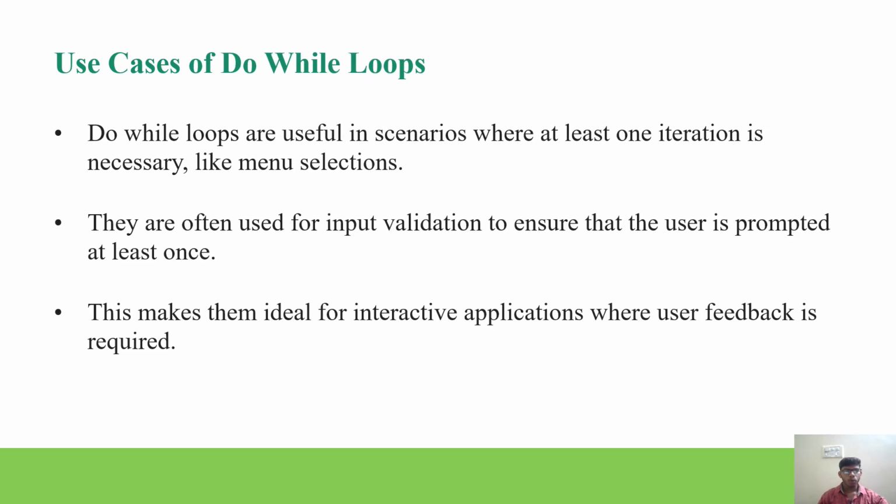Use cases of do while loop. Do while loops are useful in scenarios where at least one iteration is necessary, like menu selections. They are often used for input validation to ensure that the user is prompted at least once. This makes them ideal for interactive applications where user feedback is required.